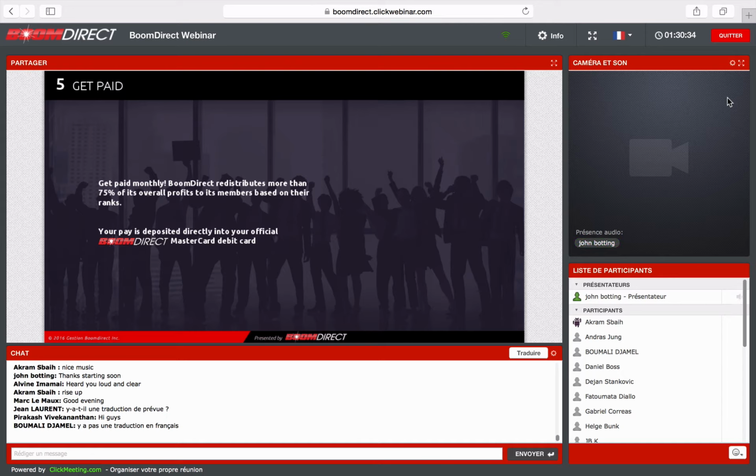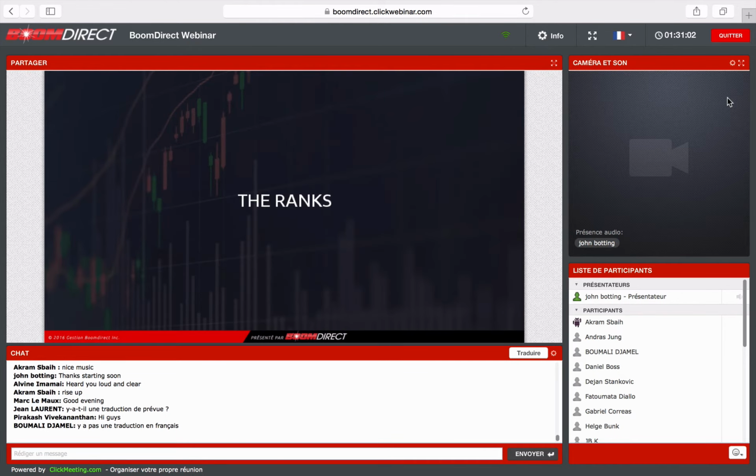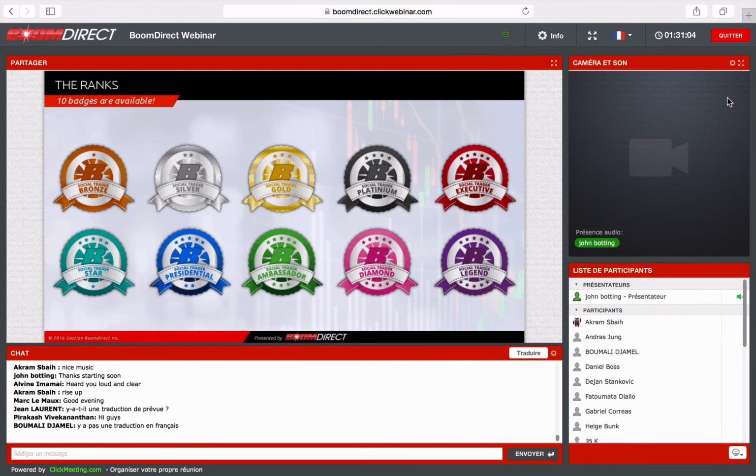We get paid monthly, and Boom Direct redistributes more than 75% of its profits to the members, and that is based on whatever rank they are on. Your pay is deposited into one of the payment processors that we have on board at the moment. So it could be Neteller, or it could be Payza, or it could be DP. And eventually we will have our own MasterCard, but that is not there at the moment.